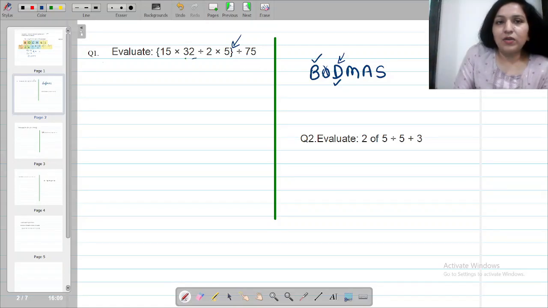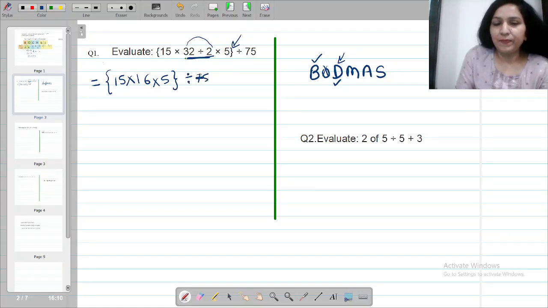And division, have a look, it is between 32 and 2. Okay? So your question will now convert it to curly bracket 15 multiplied by, what is 32 divided by 2? 32 divided by 2 is 16. मैंने इन दोनों नंबर को डिवाइड किया. I got 16. After that, there is multiplied by 5, bracket close and divided by 75. This much is clear. Now there is a multiplication sign inside the bracket. All three numbers are multiplied.